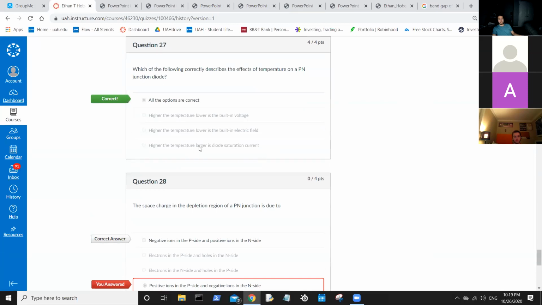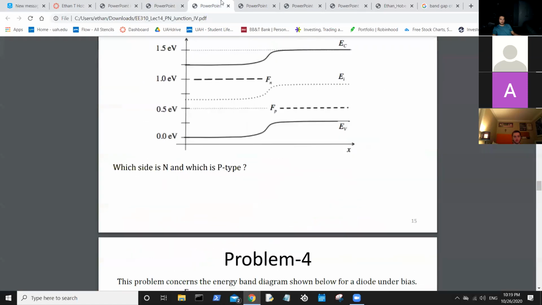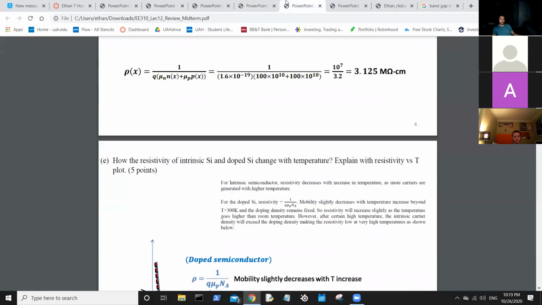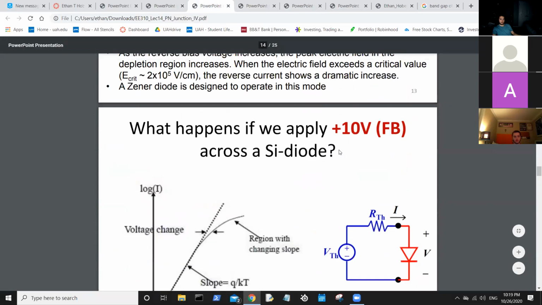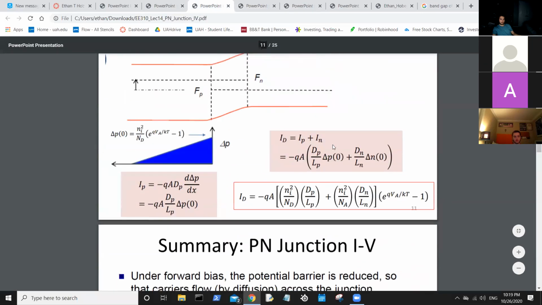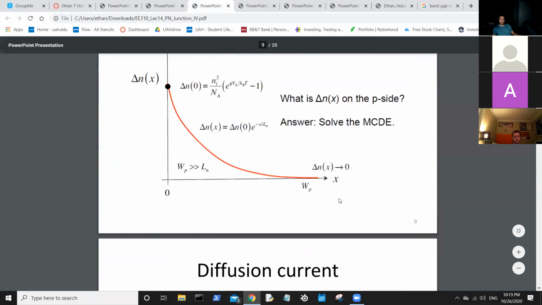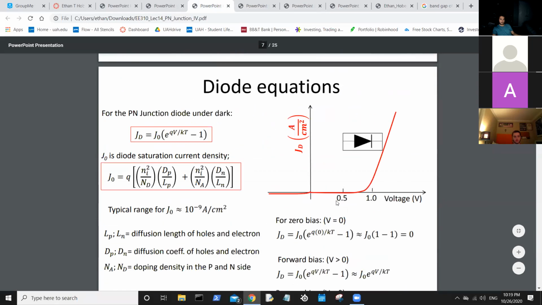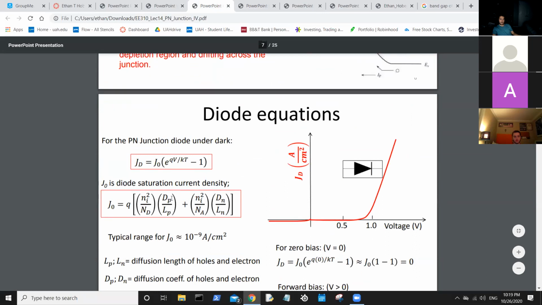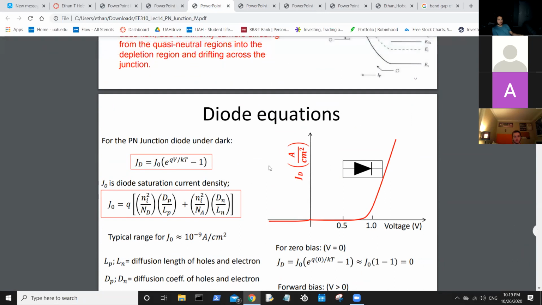And then higher the temperature, larger is the diode saturation current. That is also true. Where's my diode saturation current formula? It's the really big one. We're getting close. It's right here. Here's your diode saturation current density. Well, we need to find why temperature makes this bigger, so we need to find how temperature can possibly factor into this relation.